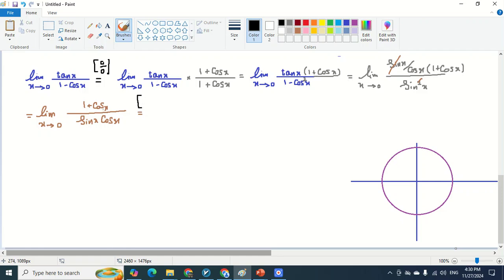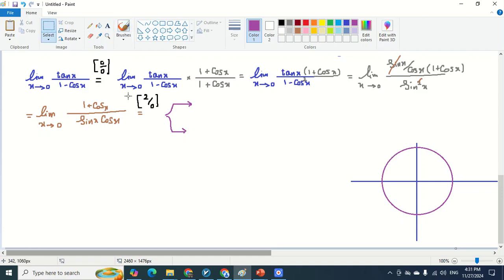So this 1 plus cosine of 0, if you remember, is 1 plus 1, which is equal to 2. So we have 2 over sine of 0, which is 0. So we have a number over 0. And as I said, if you reach the case of a number over 0, you should decide about the limit by evaluating the right side and left side limits separately. So let us split the situation into two cases: one for the right side limit, and another for the left side limit.